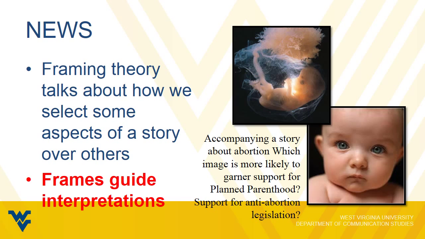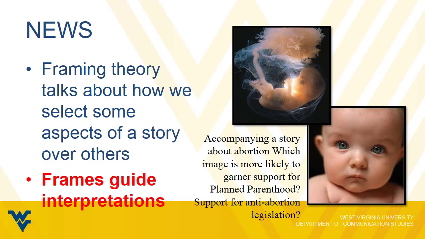Finally, I want to talk about framing theory, and it's how we select aspects of a story in order to guide interpretations of the story. And I'll give a very quick example here. We're running a bit long on the presentation, and you can read about this more in your book. Imagine you were reading a story about abortion rights, so whether or not women should have the freedom of choice to decide what happens to their bodies, or whether or not we view certain choices as being immoral. And for example, you're killing a child in some cases.